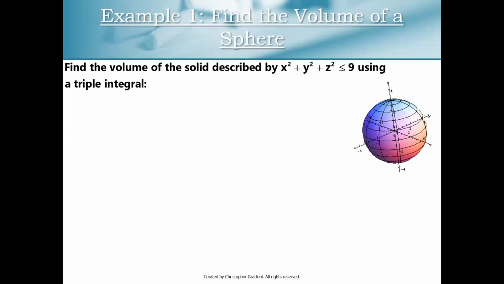So in this problem, we want to find the volume of the solid described by x squared plus y squared plus z squared is less than or equal to 9 using a triple integral. That might sound more complicated than it really is. We're just being asked for the volume of a sphere of radius 3. And you guys already know that 4/3 pi r cubed is going to do the trick.